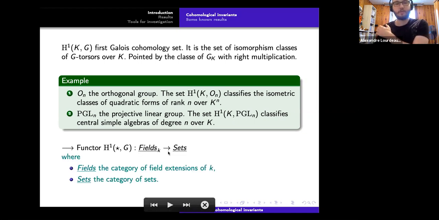And thus, in general, we can define a functor H^1(*, G), which goes from the category of field extensions of little k to the category of sets.